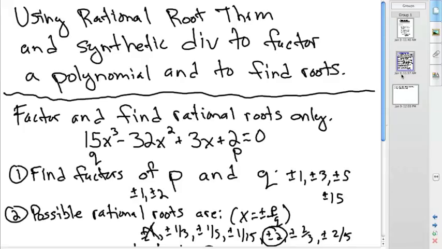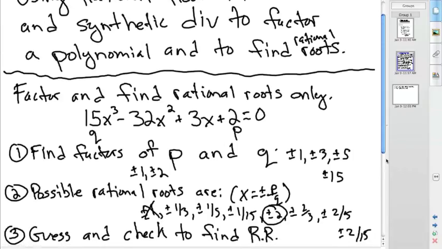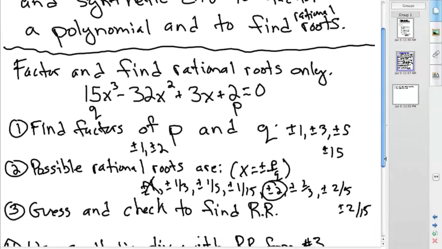Using rational root theorem and synthetic division, we want to factor the polynomial and find the rational roots. So our polynomial is 15x to the third minus 32x squared plus 3x plus 2. We want to find factors of p, plus or minus 1, plus or minus 2. We want to find factors of q. Factors of q are plus minus 1, plus minus 3, plus minus 5, plus minus 15. All our possible rational roots are in the form of plus minus p over q. So I wrote them all out over here.